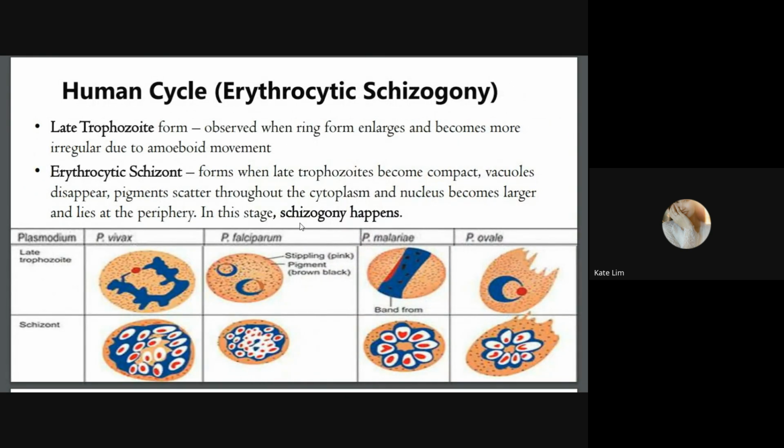And as you could see here, it begins to enlarge. As it grows, the plasmodium becomes more irregular in shape. You would see and appreciate that in your Plasmodium vivax. We have also here your malariae. So it becomes more irregular. Why is that so? Because it would change its shape and become larger, more irregular in shape due to the amoeboid movement.